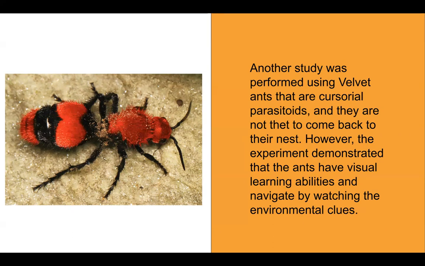However, during the experiment, it was demonstrated that the ants have visual learning ability. They can memorize visual clues. During 7 days of the experiment, they were able to learn how to get back to the nest. And once the position of the nest was changed, they were still able to get back to it. This proves that they have a spatial learning ability. They memorize the obstacles around the goal that they're headed to.